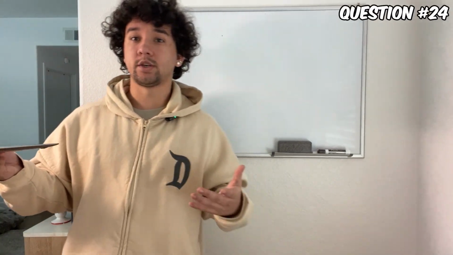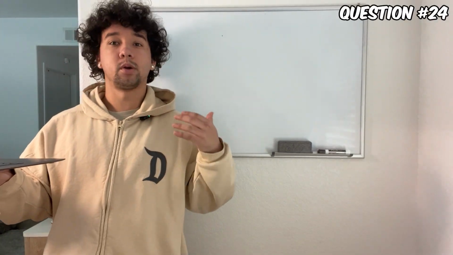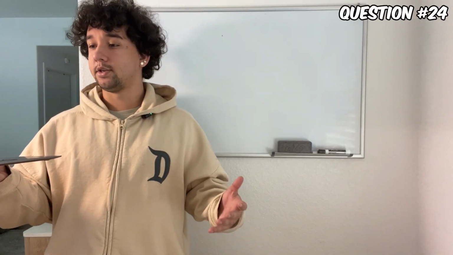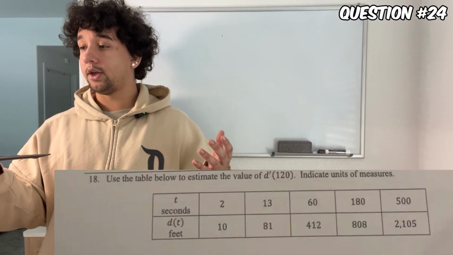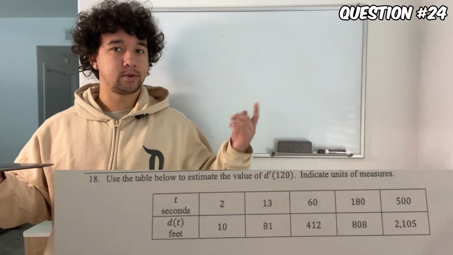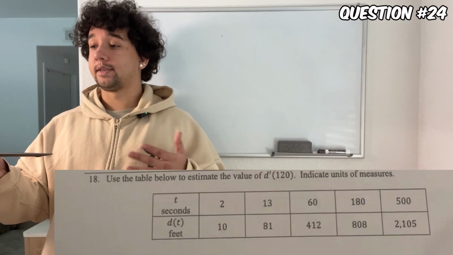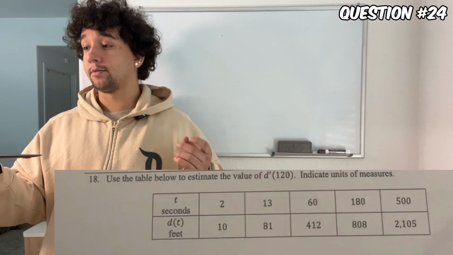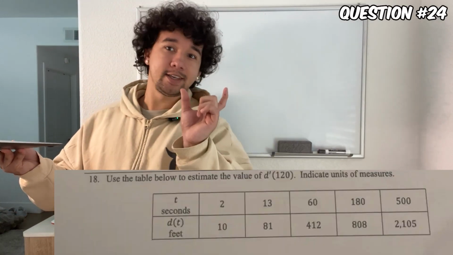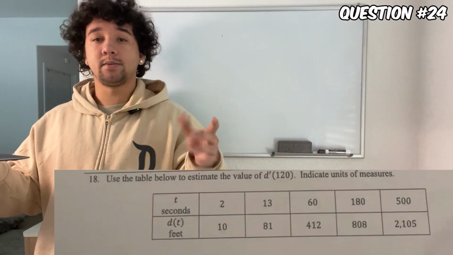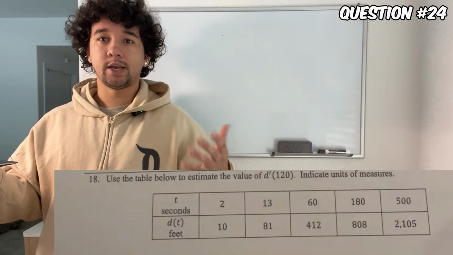All right, last question on the page here. I'll write down only the important parts onto the whiteboard, but it says use the table below to estimate the value of d prime of 120, indicate unit of measures. I'll have it pulled up somewhere on the screen here, but it's giving me seconds, it's giving me feet, and I'm trying to find, again, at 120. So remember, it's instantaneous rate of change. So if I have to estimate it, I have to estimate the rate of change.